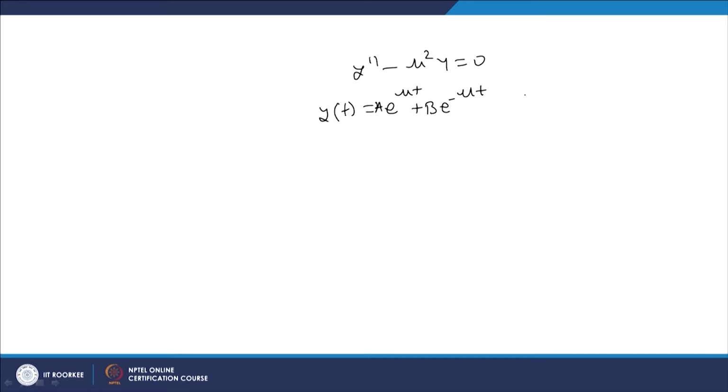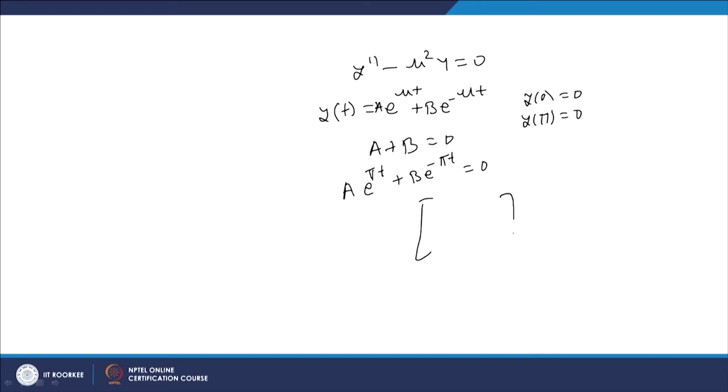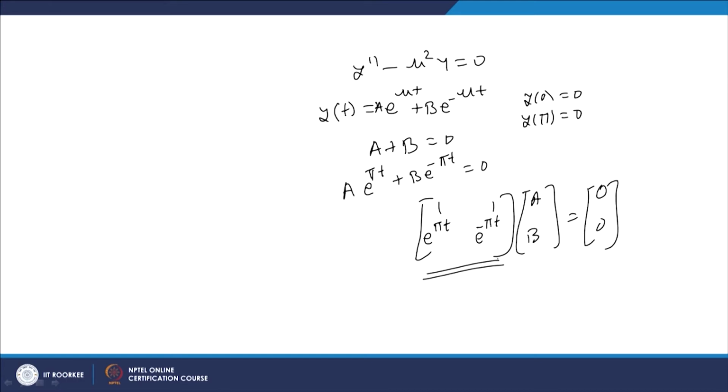For that, let us utilize the conditions y(0) = 0 and y(π) = 0. When you apply y(0) = 0, it is a + b = 0, and when you apply y(π) = 0, that is a e^(πμ) + b e^(-πμ) = 0. When you simplify this, we have the matrix with rows 1, 1 and e^(πμ), e^(-πμ), times a, b equal to 0, 0, and you can simply say that the determinant of this coefficient matrix is non-zero.